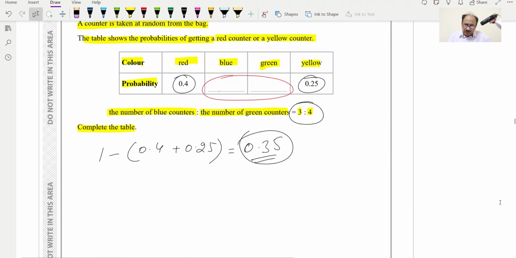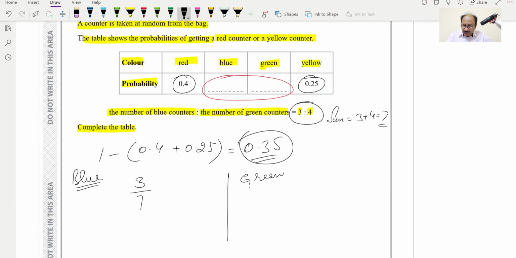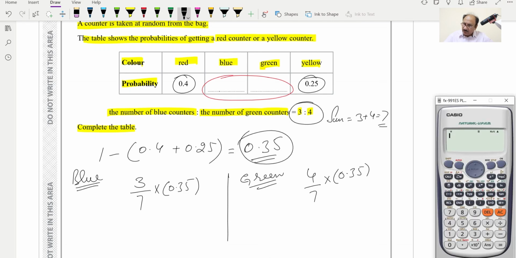This is the probability for these two categories, but we need to split this in this ratio. Blue is 3 out of 7, because the sum of ratios is 3 plus 4, which is equal to 7. So this will be 3 by 7, whereas the other one, which is green, will be 4 out of 7, and 3 by 7 of 0.35 we will calculate, and 4 by 7 of 0.35 we will calculate, and which will give us the probabilities.